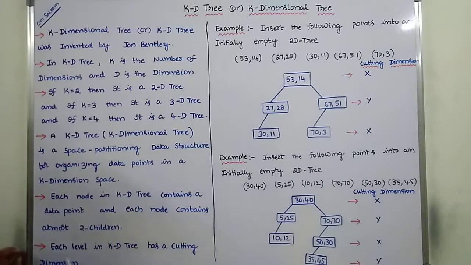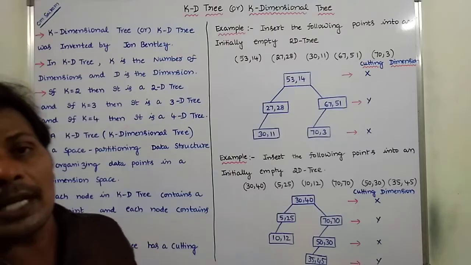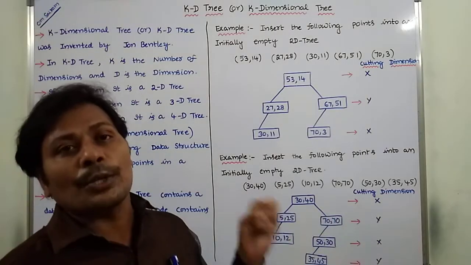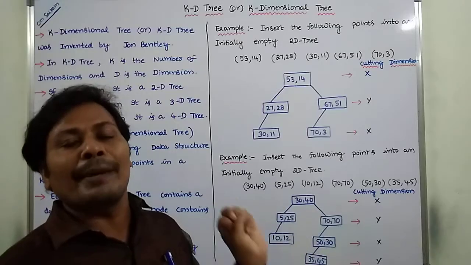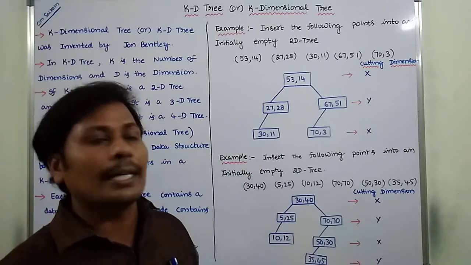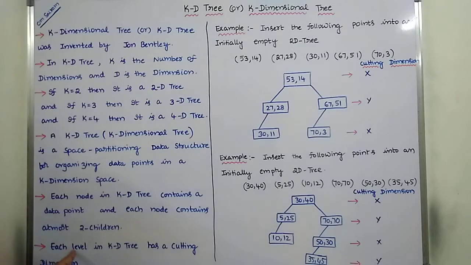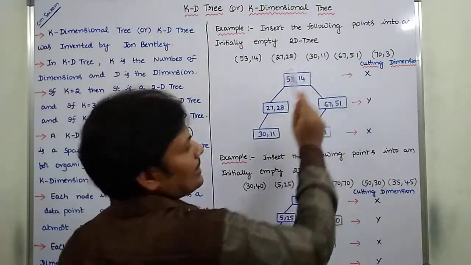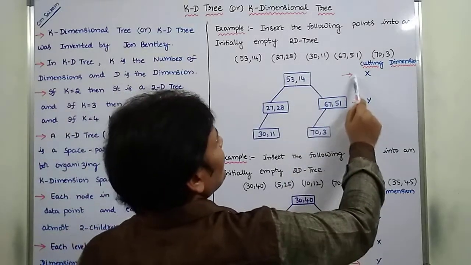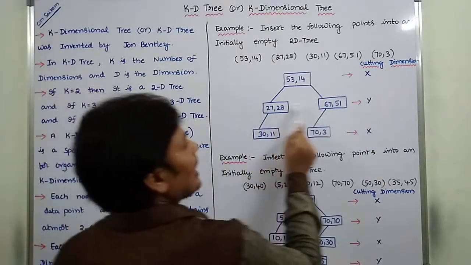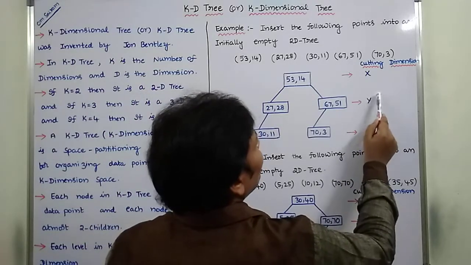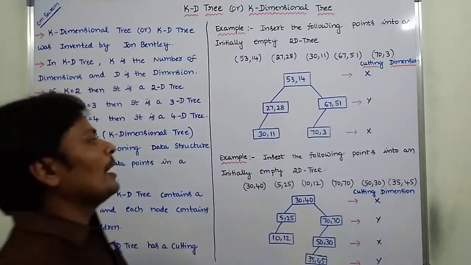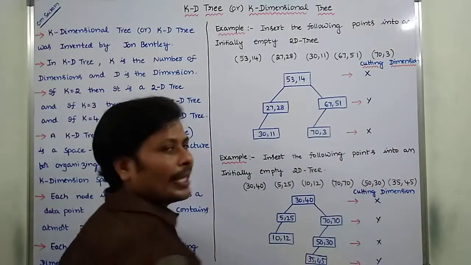Next, each level in the KD tree has a cutting dimension. Cutting dimension means which coordinate, that is, which dimension, we have to consider. For example, take this level: this is the first level, and the first level cutting dimension is the X dimension. In the second level, the cutting dimension is Y. In the third level, the cutting dimension is X.